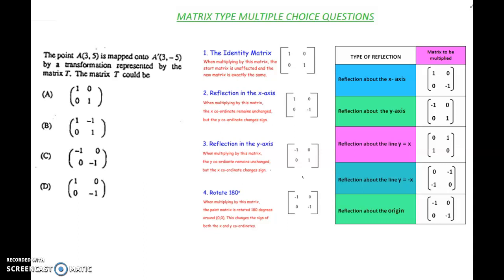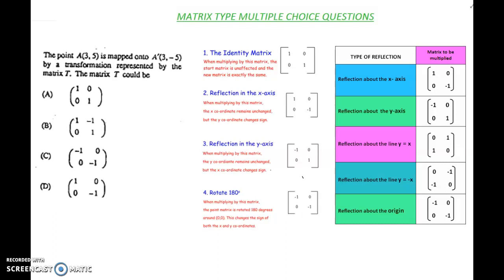Hi, we're looking at one particular question here with matrices and transformations. They go hand in hand. On the right hand side here, I have some notes with matrices and transformations. So if we look at the one to the far right, it tells you what the matrix is for reflection in the x-axis, reflection in the y-axis, reflection in y equals x, reflection in y equals minus x, and reflection about the origin.